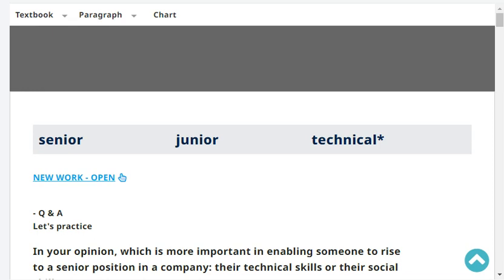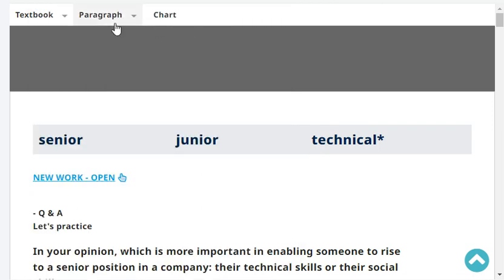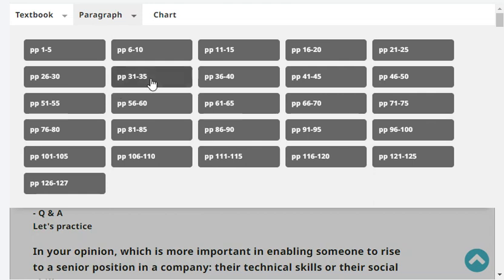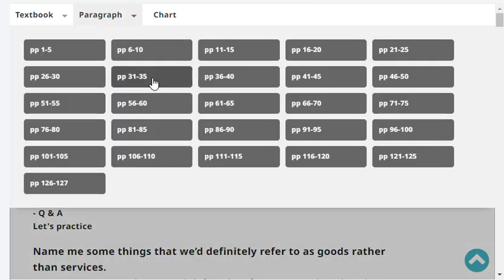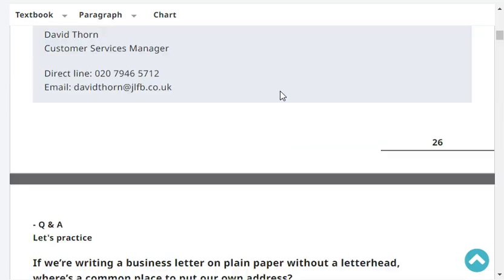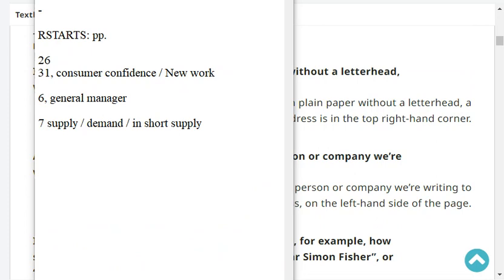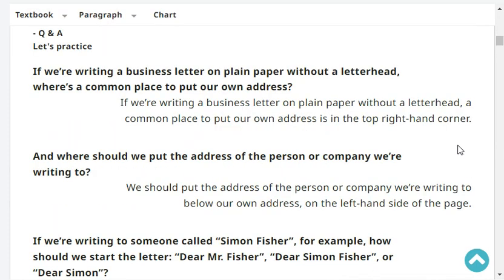So our progress report says we ended at page 31. Okay, and the last headword was customer confidence, numeric type of lesson. Let me just search 31, consumer confidence. Okay, so let's start with our revision. Let me just check. Okay, here we go. First question.